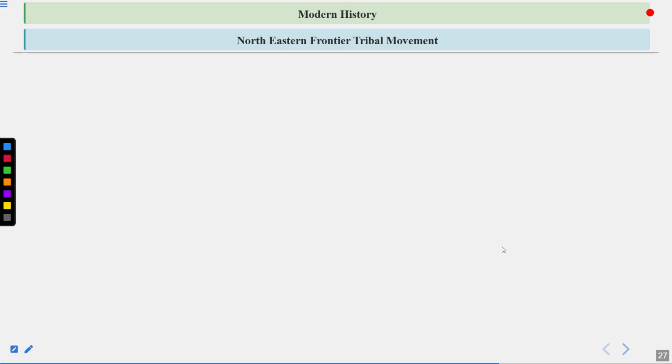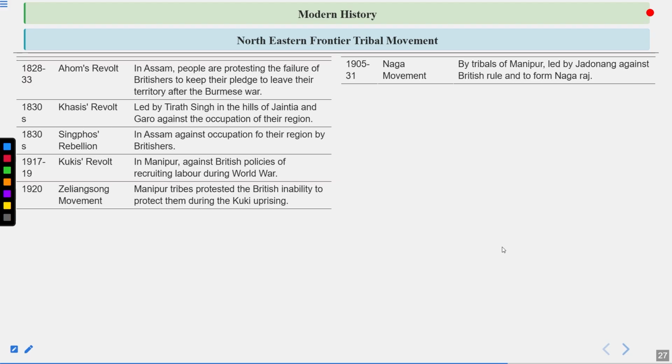Northeastern frontier tribal movements. 1828 to 1833, Ahom's revolt. Ahom was a kingdom that was famous during Aurangzeb's time also. In Assam, people protested the failure of the Britishers to keep their pledge to leave their territory after the Burmese War.